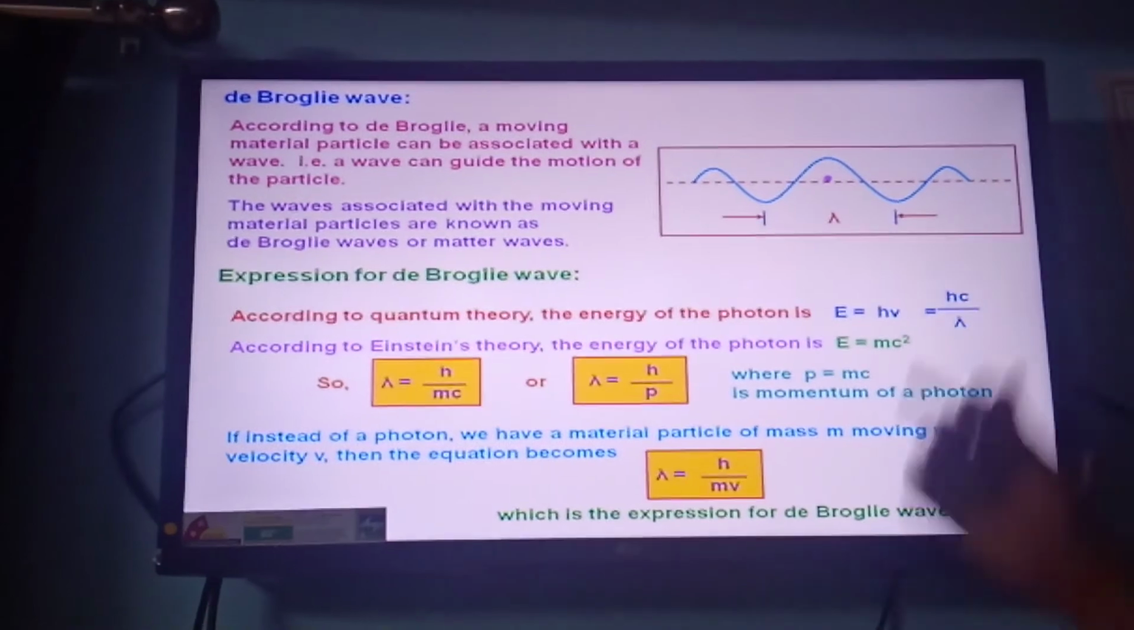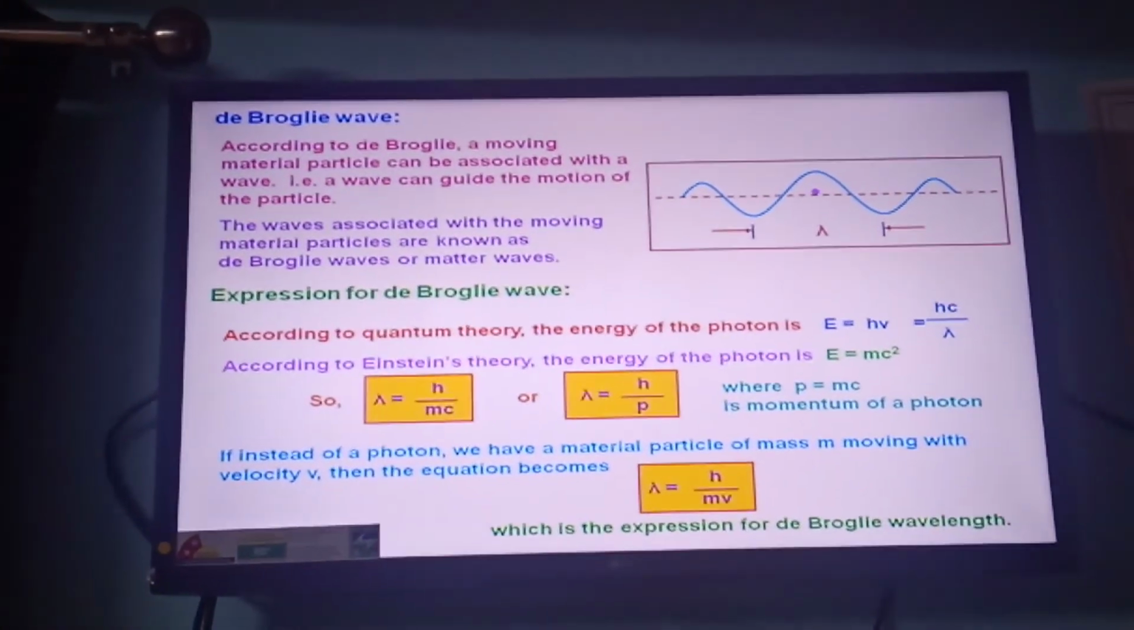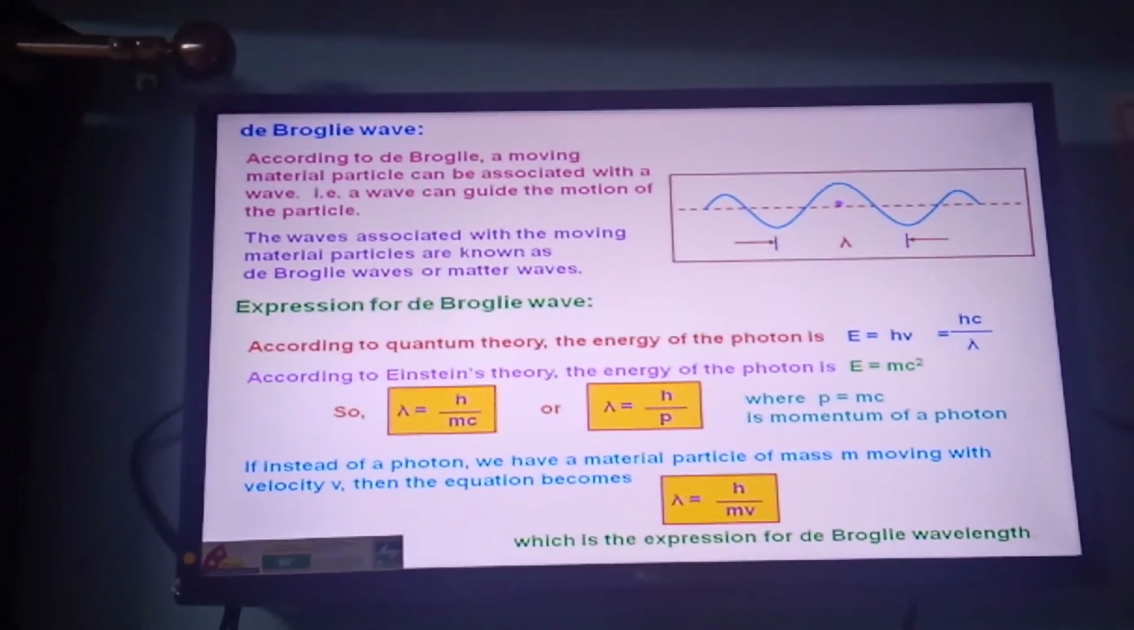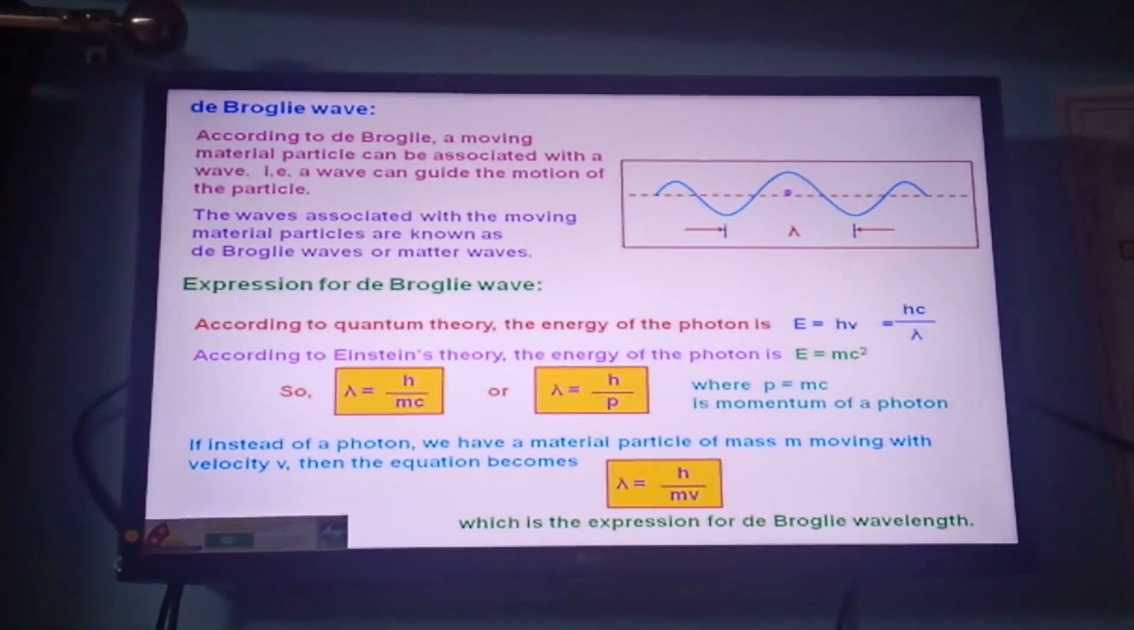So this is the complete explanation of the de Broglie hypothesis and the de Broglie wave, or we can say the matter wave.